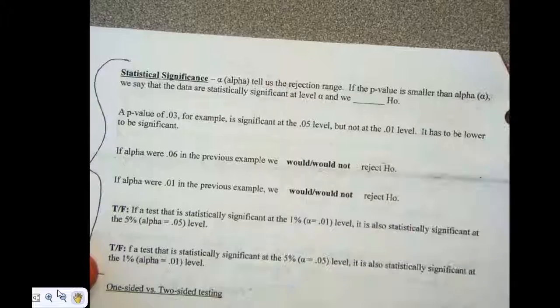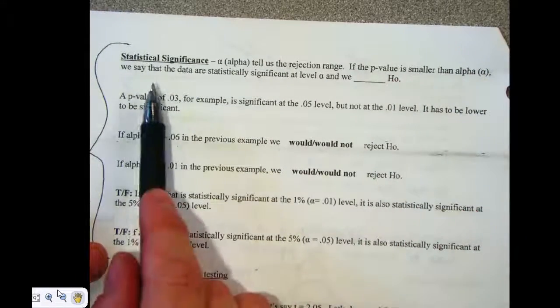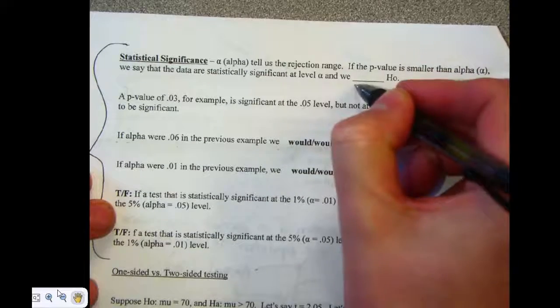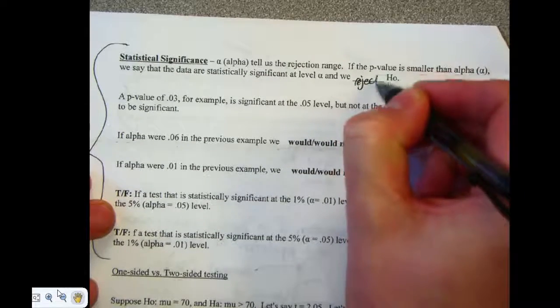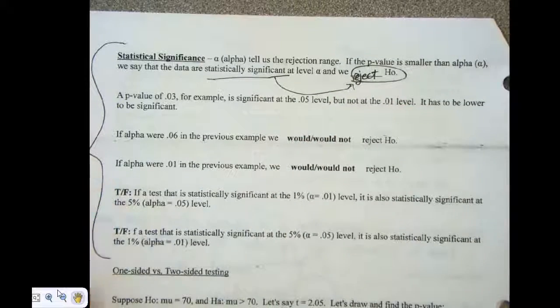Read the top sentence with me, because that's a vocabulary people mess up. If the p-value is smaller than alpha, we're going to reject H0, and that's called statistically significant. So statistically significant means that you rejected H0. That's important. Statistically significant means we're far enough away from the mean to basically call the original person a liar.